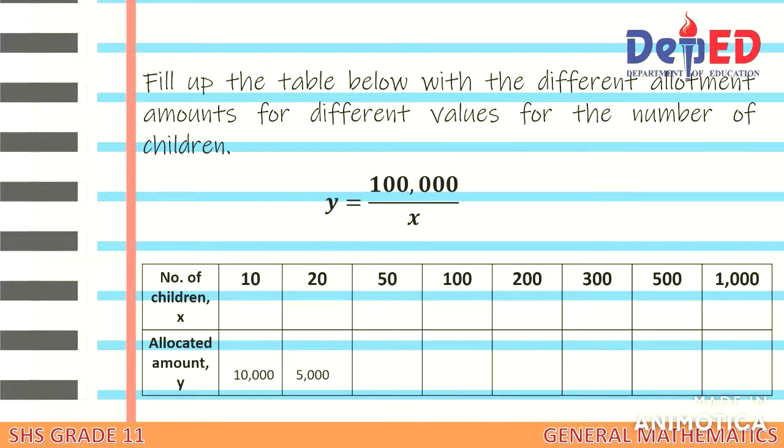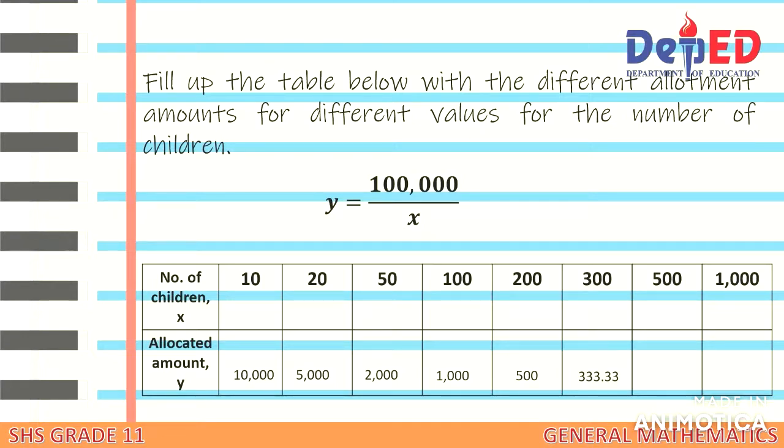So, again, if x is equal to 50, what is the value of y? 100,000 divided by 50, it is equal to 2,000. Next, if x is equal to 100, y is equal to 1,000. So if x is equal to 200, what is the value of y? 500. Okay?